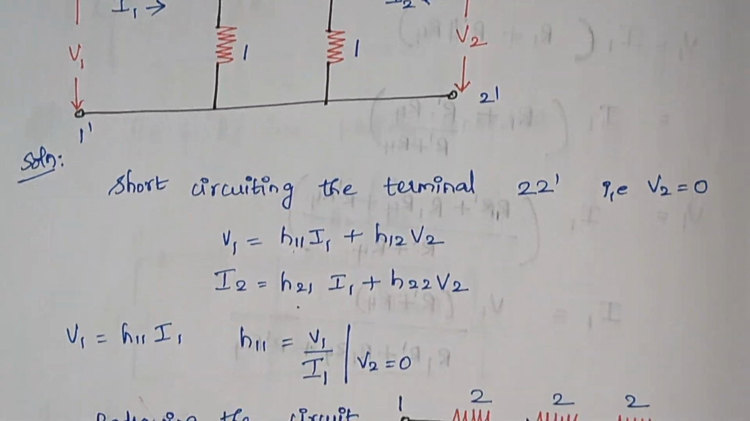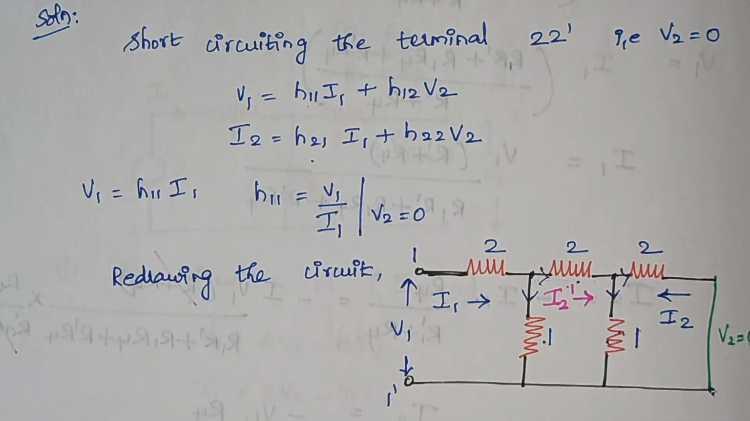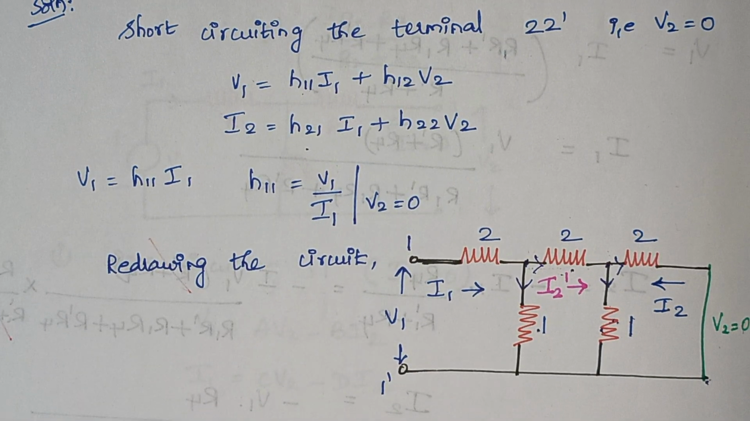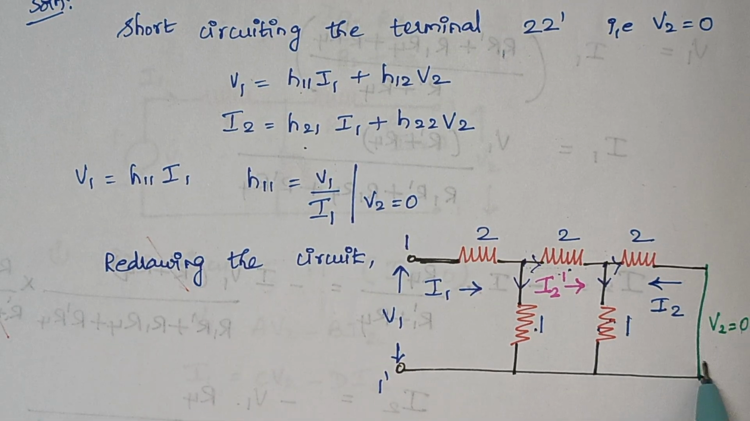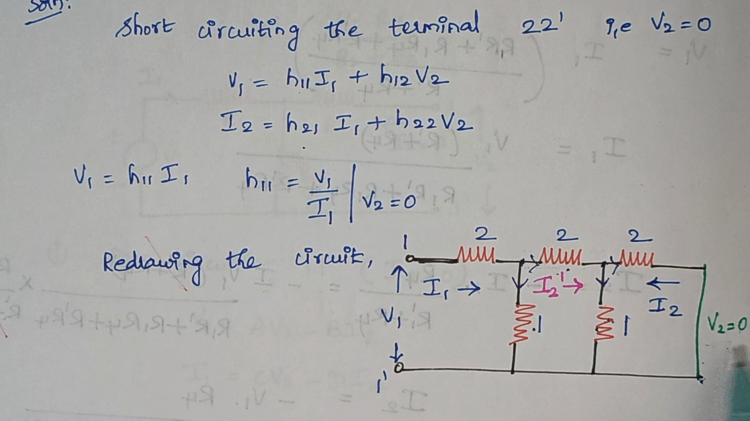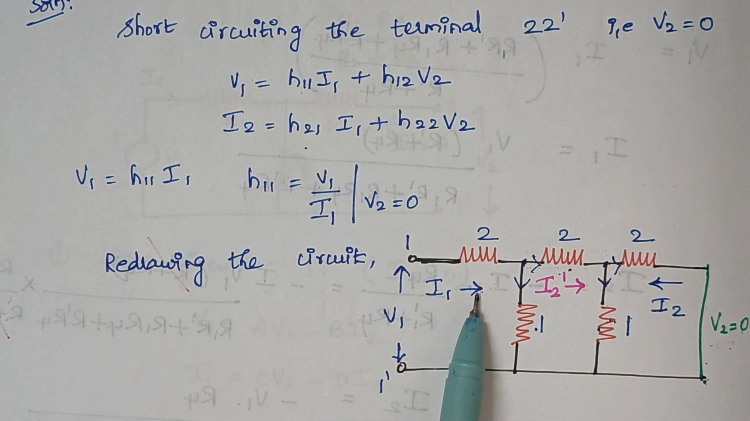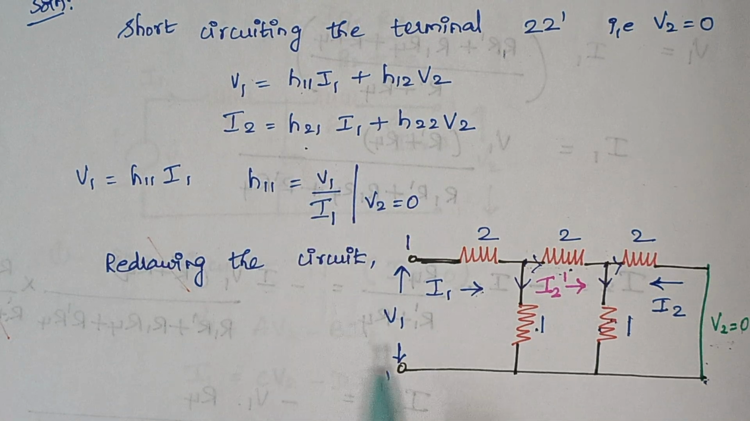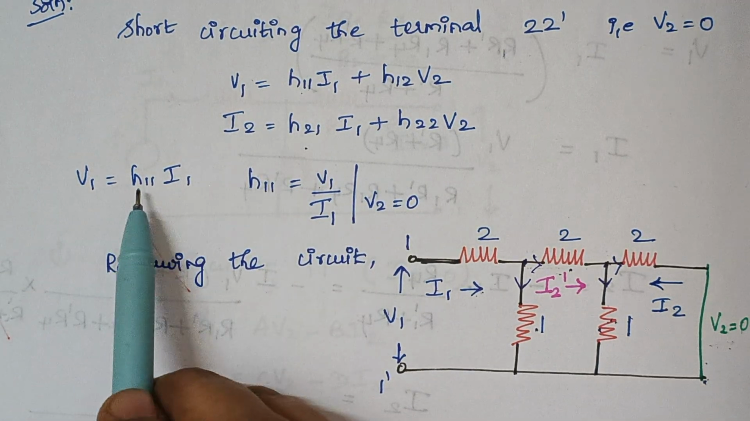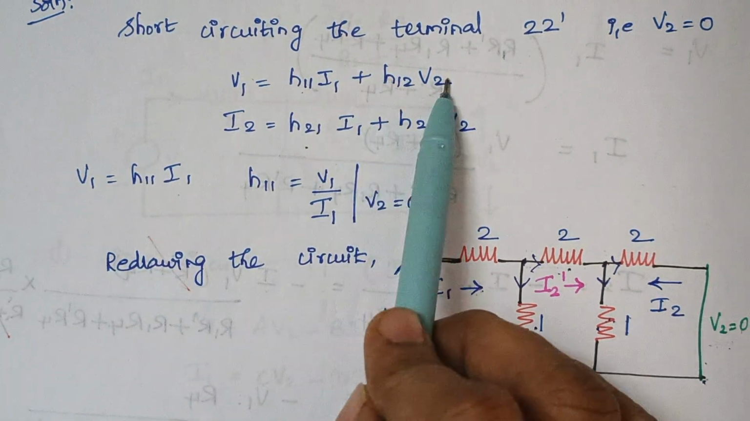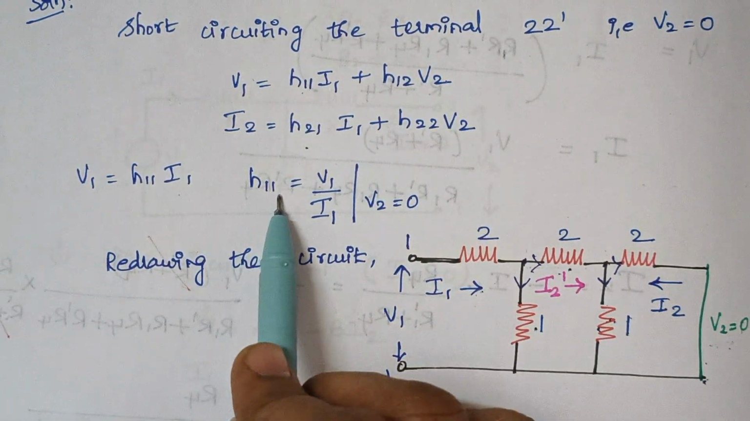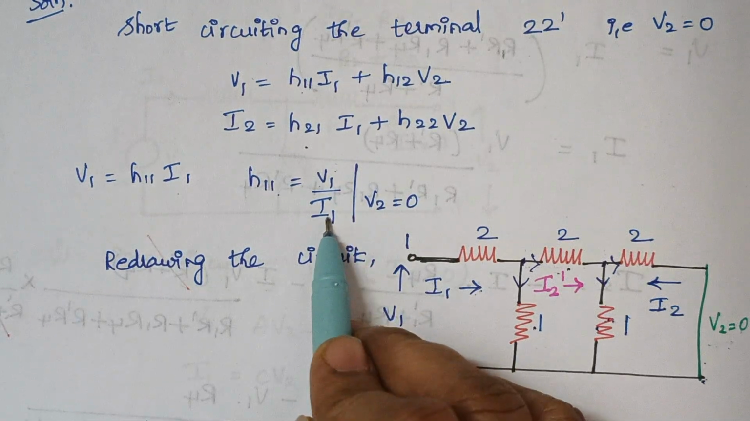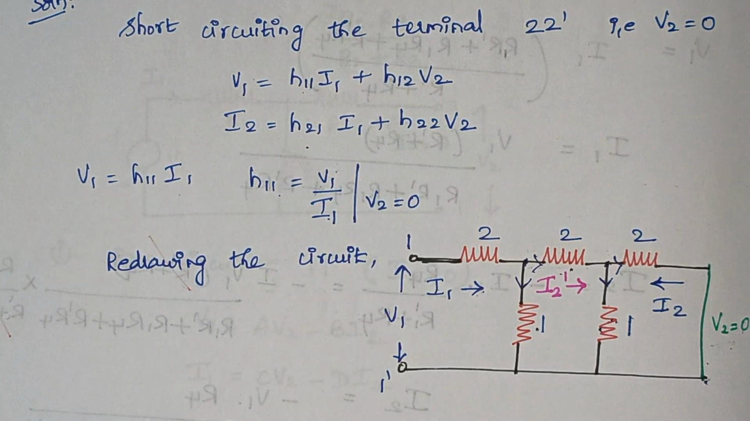I am redrawing the same circuit by short circuiting the output port. So here we have short circuited, thereby V2 is 0 and I1 is the current flowing through this path. Now don't think about this I2 dash, this is for finding the H21 value. So the first thing is that V1 is equal to H11 I1 when you make V2 as 0. So H11 is given by V1 by I1. Now we are going to calculate V1.